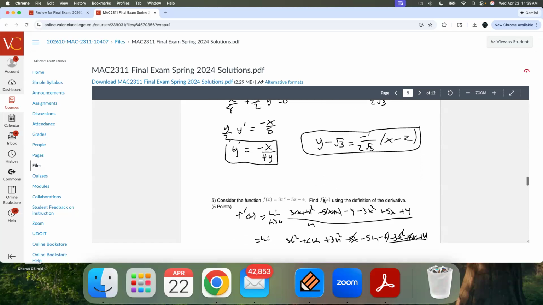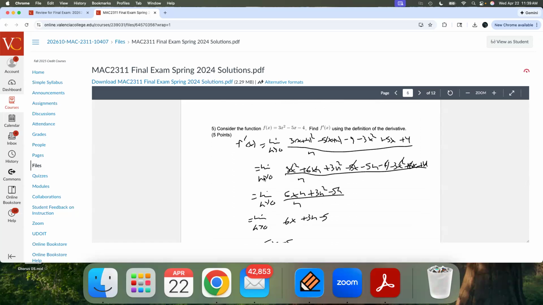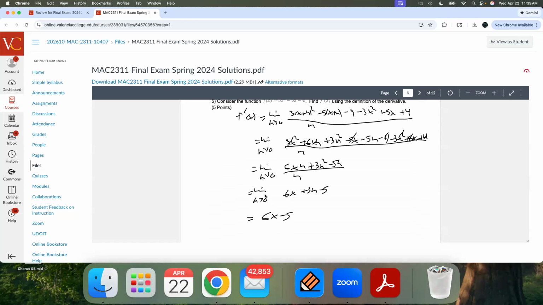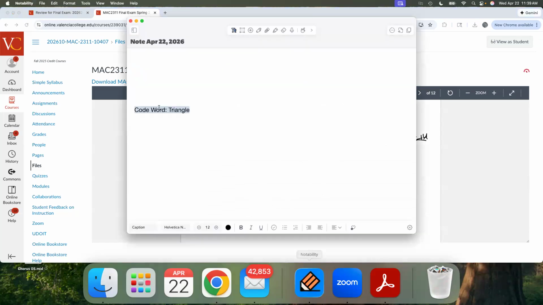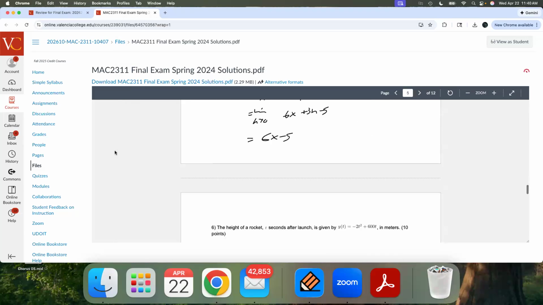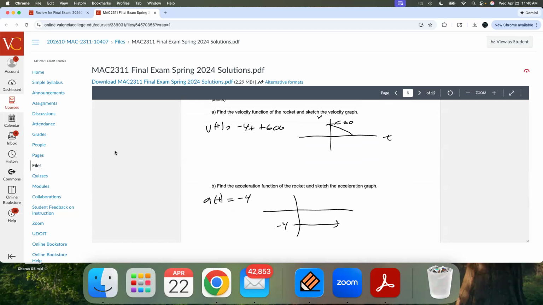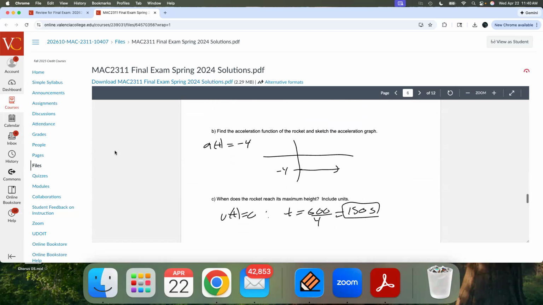We're using implicit differentiation. We're finding equations of tangent lines. Practice those. Definition of the derivative here. Remember, I'm a stickler for how I want these written up. You got to have limit as h goes to zero at every step until you actually take the limit. Knowing the relationship between position, velocity, and acceleration, knowing how to graph those.